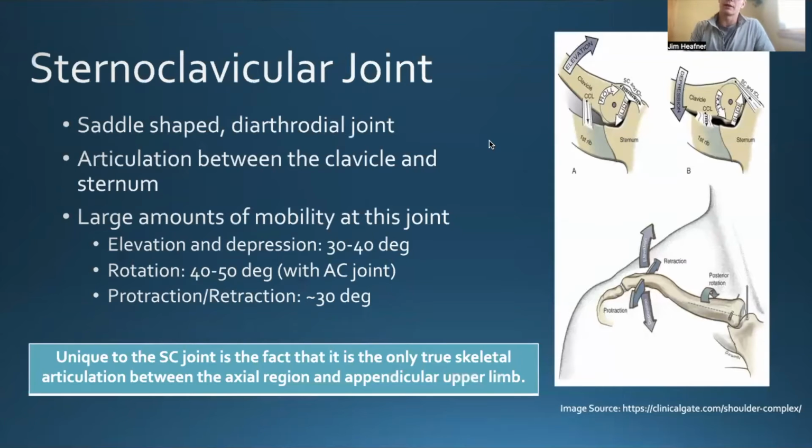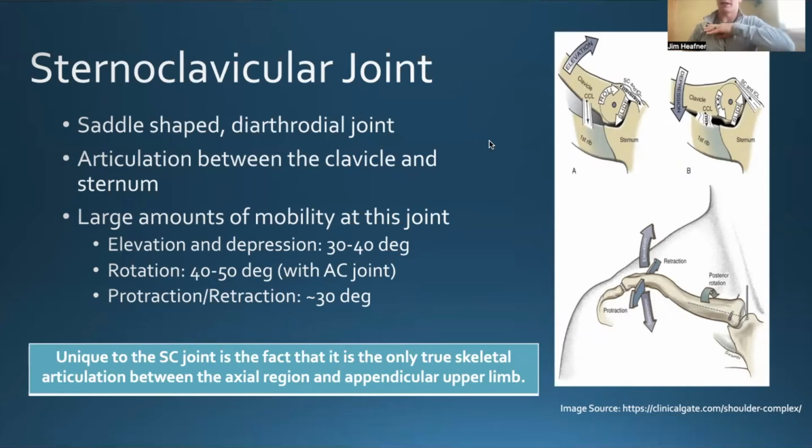But next, let's talk about the sternoclavicular joint. So the SC joint is the joint that comes together between your clavicle and your sternum. And it's a saddle-shaped diarthrodial joint. And because of that joint orientation, there's large amounts of mobility. So from this joint alone, we get 30 to 40 degrees of elevation and depression. So if I drop my arm down or if I raise my arm up, we're going to see movement occur there.